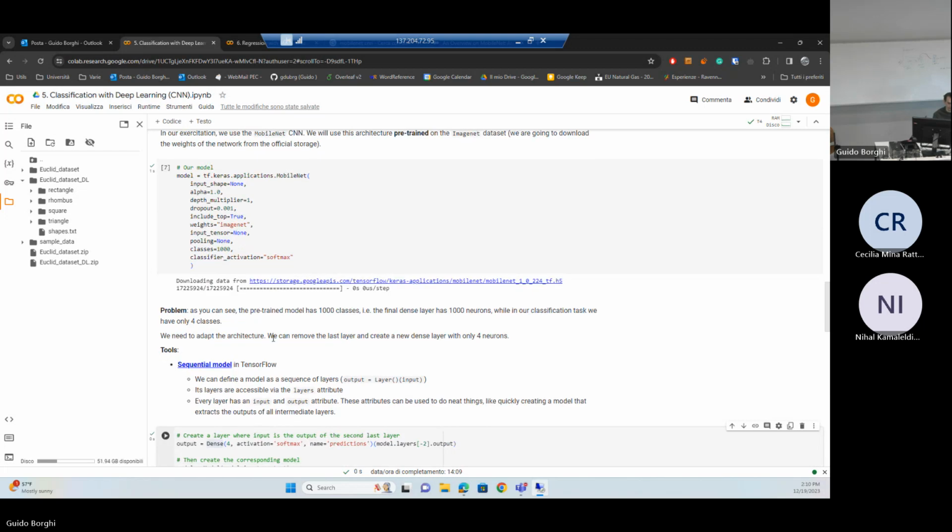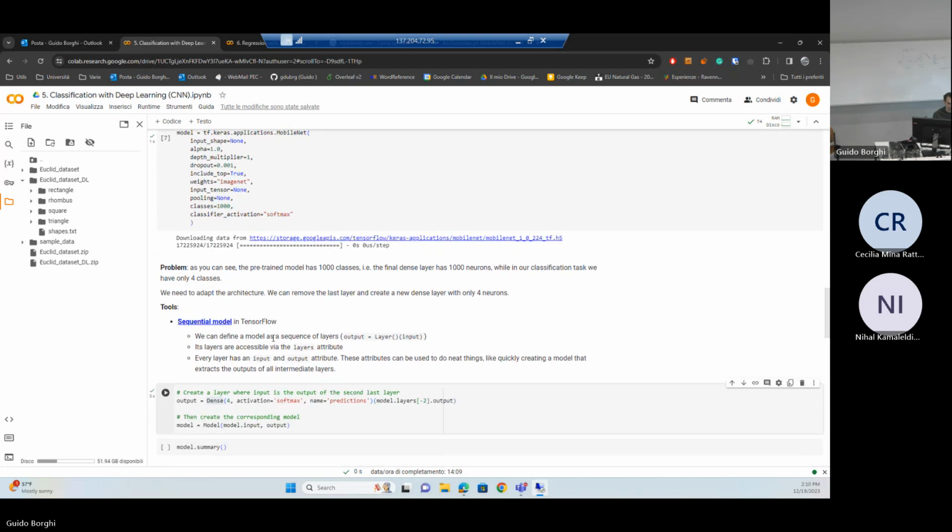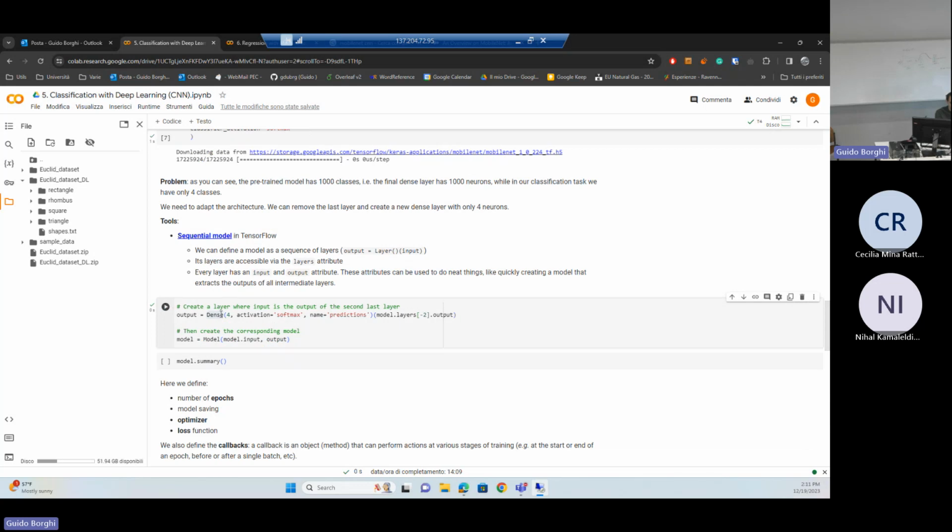So every time that we use this model, we need to specify always that the output should contain the number of classes that we are analyzing. Yeah. And then you have to create a new dense layer and you have to attach, you have to merge this dense layer with the old architecture. Okay.